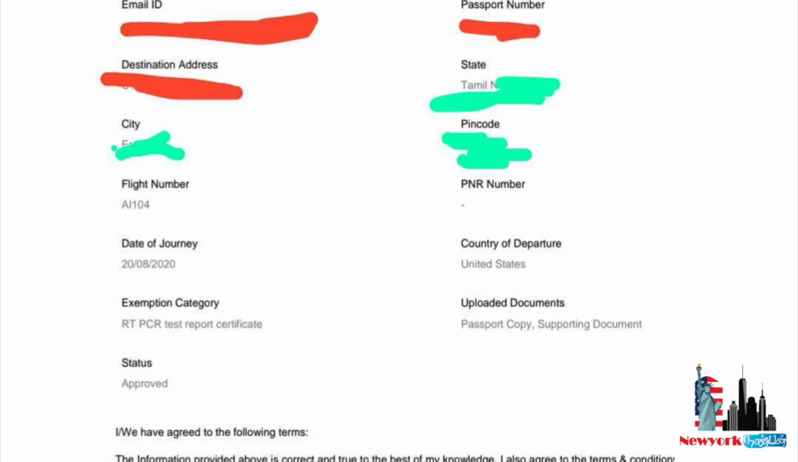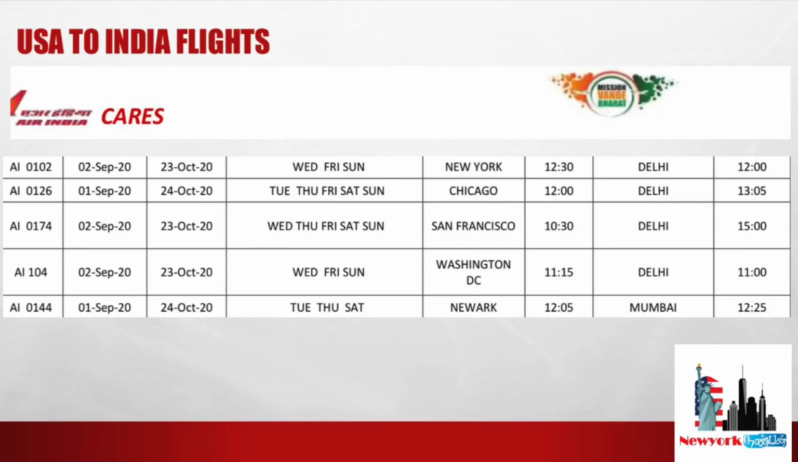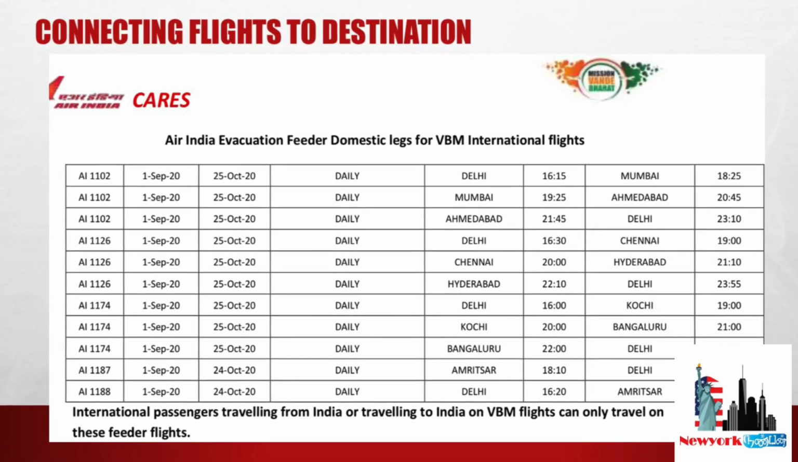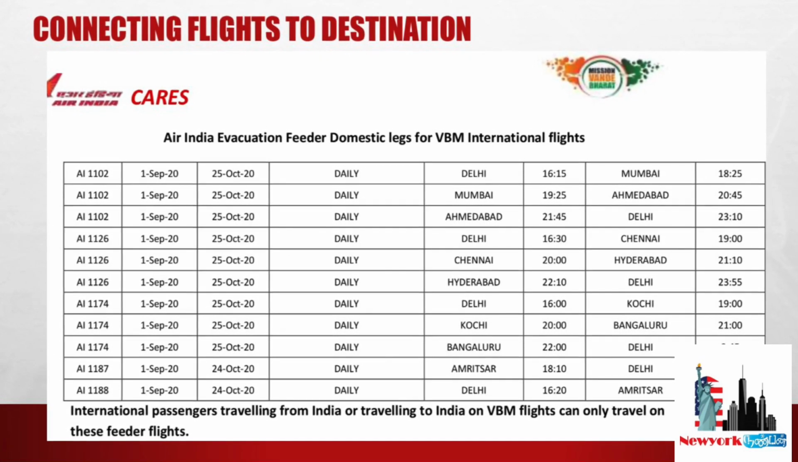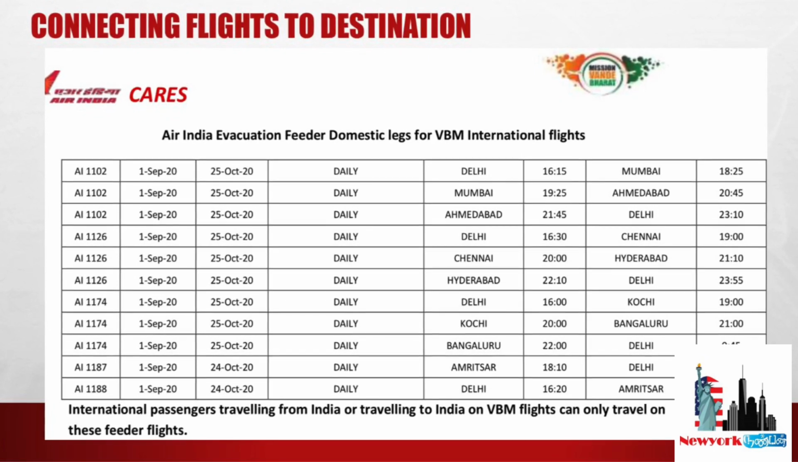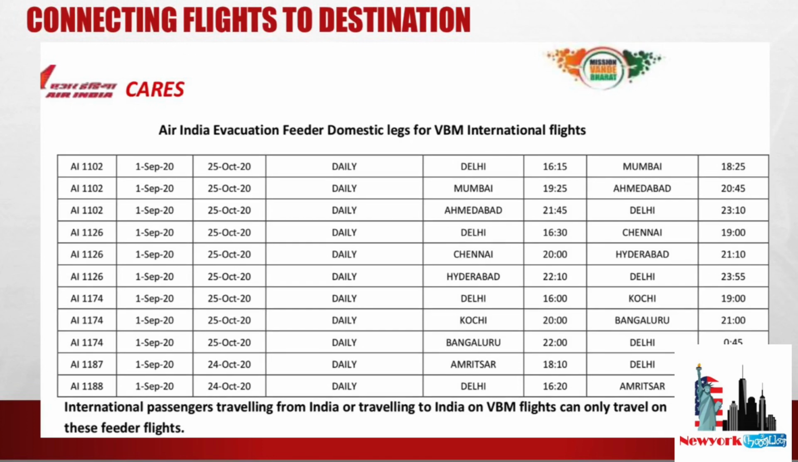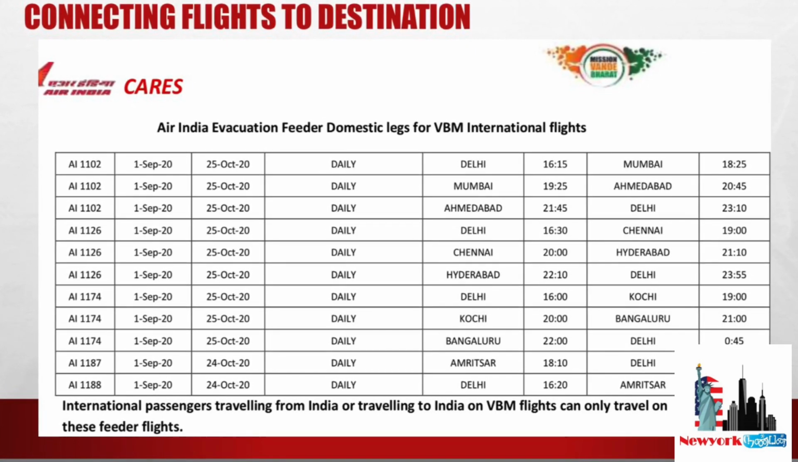I have given the phase 6 Air India schedule here. Phase 6 starts from September 1st and ends on October 25th. These are the flight schedules from the 5 cities of the US. After reaching Delhi or Mumbai, these are the local flight information. You have to plan accordingly and book your second flight with less transition time. This is the list of the local flights.